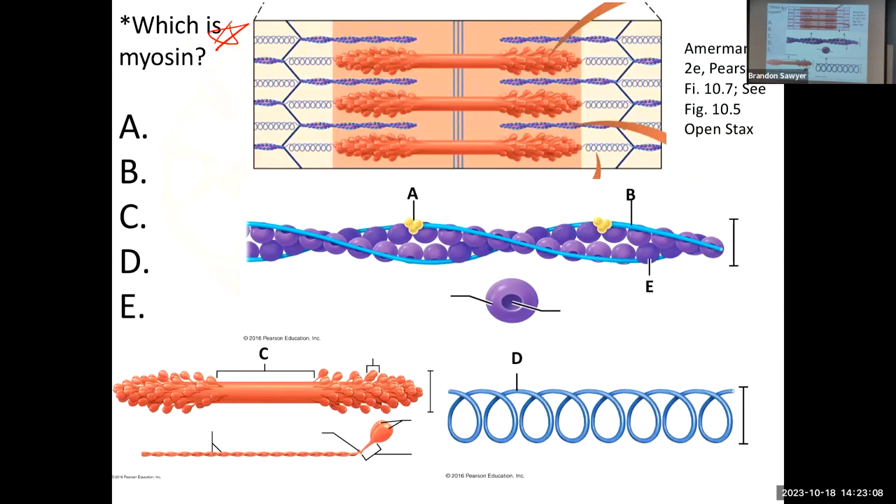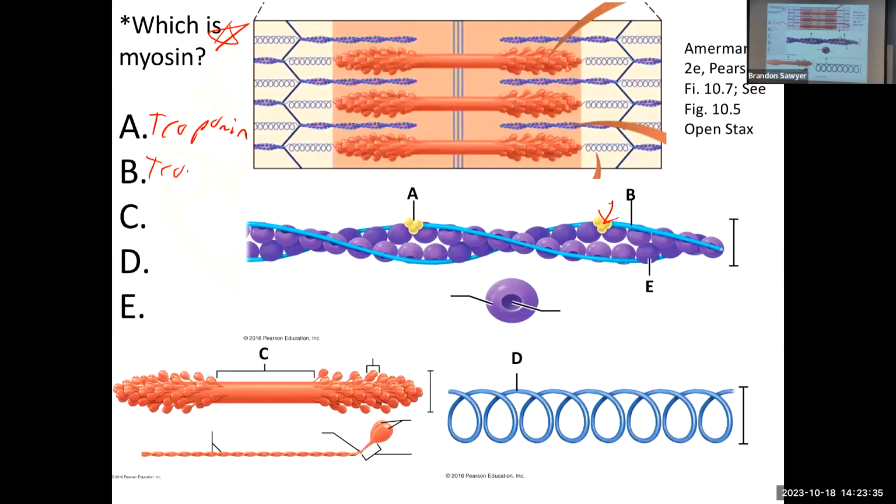So what do you think A is? Yeah, this one's troponin. That's the one that has a calcium binding site on it. Calcium is going to bind to it and totally change its shape. We'll talk more about that next time. But you can see troponin is directly connected to the one that's also labeled there as B. What do you think B is?